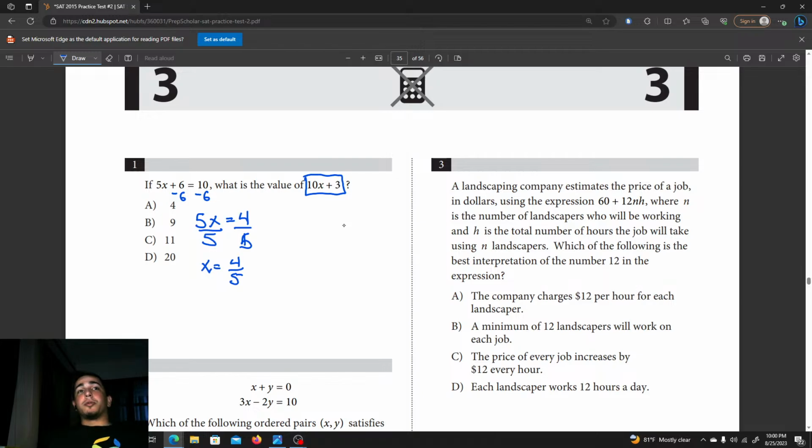So for 10x plus 3, we know that x is 4 over 5, so 10 times 4 over 5 plus 3. 10 times 4 over 5 is going to be 2 times 4 plus 3, which gives us 8 plus 3, which is 11.